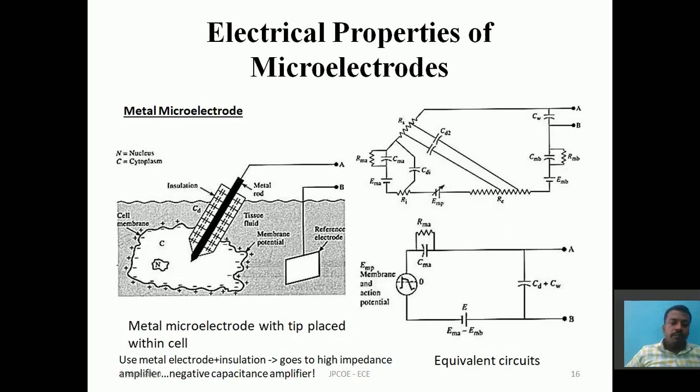Then, the electrical properties of microelectrodes. These are the general electrical properties of microelectrodes. All the microelectrodes are insulated by some insulator. If you have an insulator, it acts as a capacitor. See, the central black line is the electrode or metal rod. Over the electrode you have the insulation, and the insulation acts as a capacitor. That is the capacitor CD.